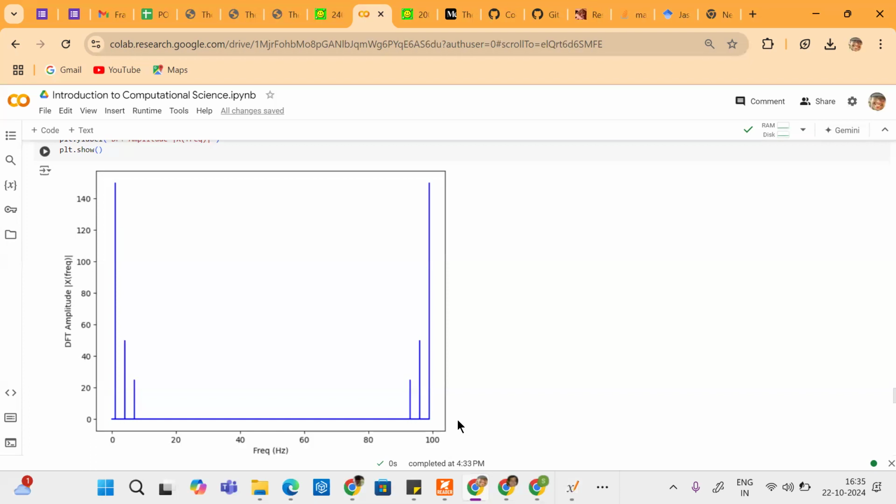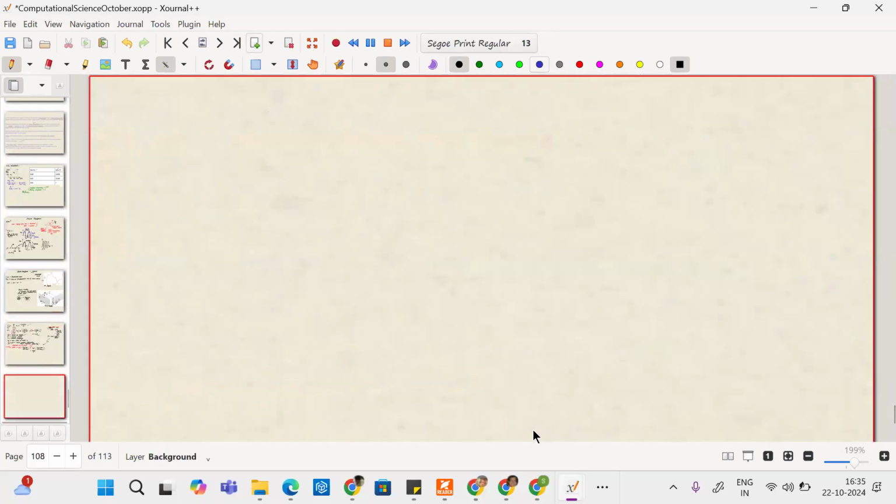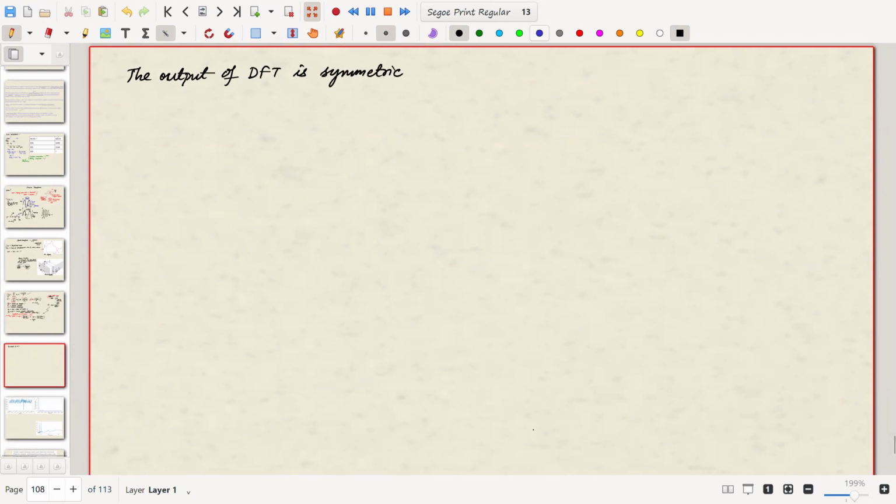Therefore, DFT is slow. Because DFT is symmetric, it is slow. Okay, so let me write it down. The output of DFT is symmetric. The output of DFT is symmetric at half of the sampling rate.